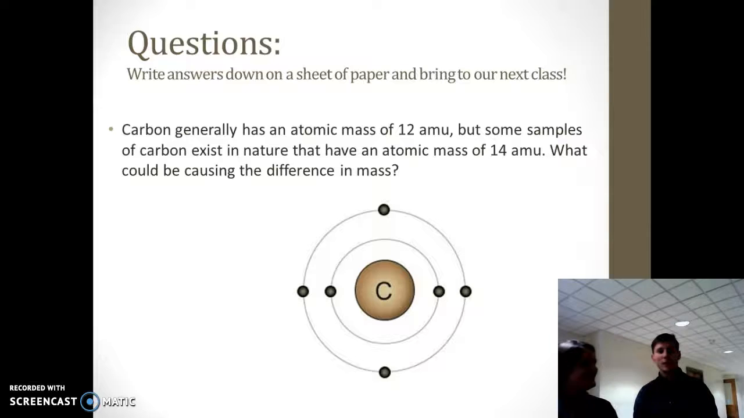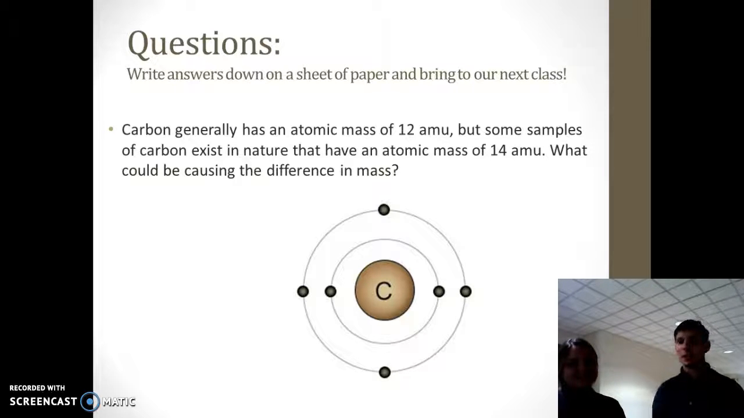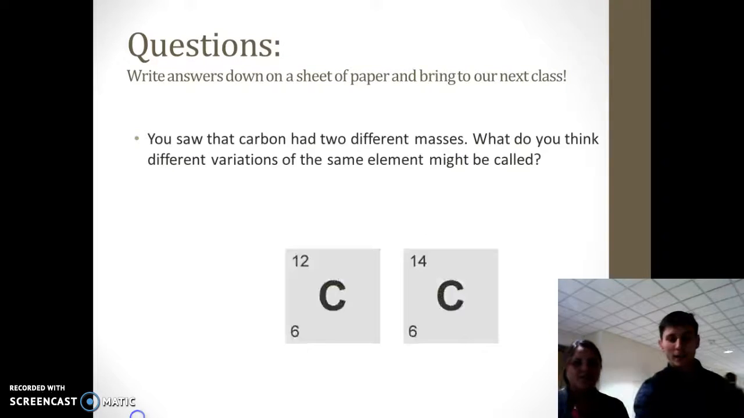Alrighty, the following question we have is, carbon generally has an atomic mass of 12 AMU, but some samples of carbon exist in nature that have a mass of 14 AMU. What could be causing this difference? Oh, that's tricky. I see that you have a carbon molecule on the screen. And are those electrons going around the carbon? Now, we need to remember that the electrons, while they do contribute to the charge of an atom, they don't contribute to the mass much because they're very, very small. Oh, so it must be something else making two different masses. That's right. We'll have to remember that.